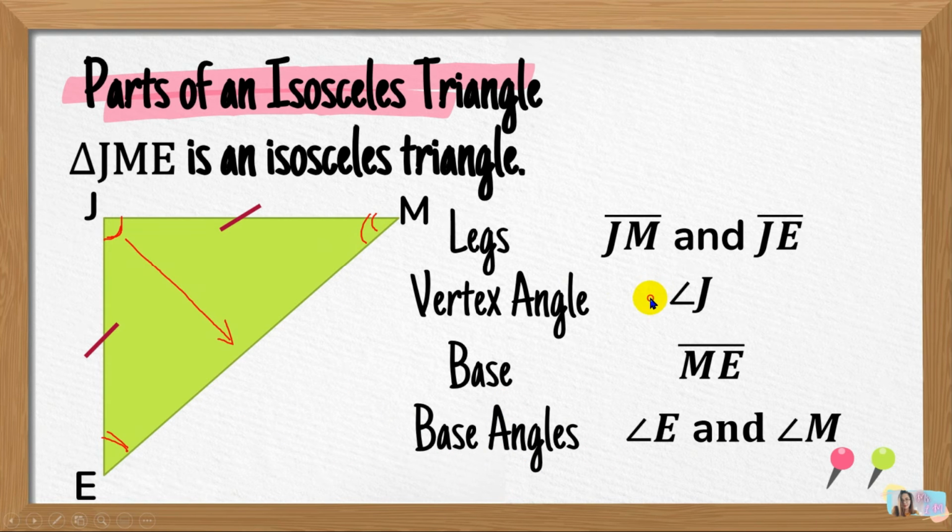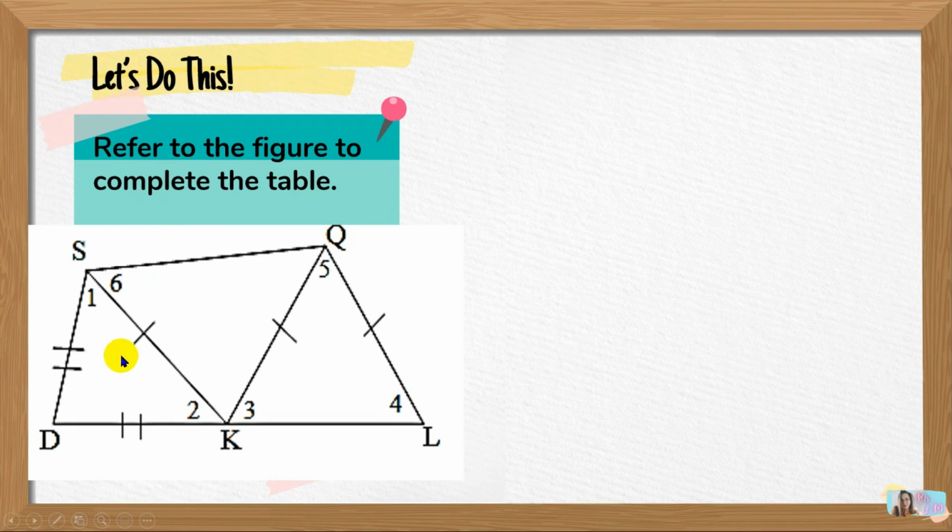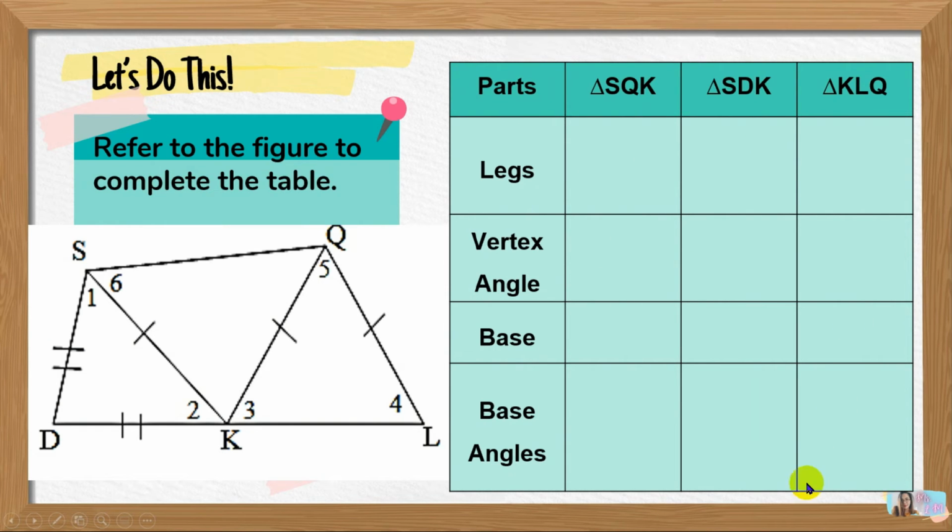Okay, now let's have an activity. So let's do this. Refer to the figure to complete the table. So this is our figure and as you can see, meron tayong 3 different isosceles triangles. So we're going to complete this table. We're going to name the parts of these 3 isosceles triangles. And we're going to start with triangle SQK. So alin ba ang SQK? Itong nasa gitna. Followed by triangle SDK, so itong nandito sa left part, and triangle KLQ, ito naman po yung nandito sa right part. So, let's start with triangle SQK.